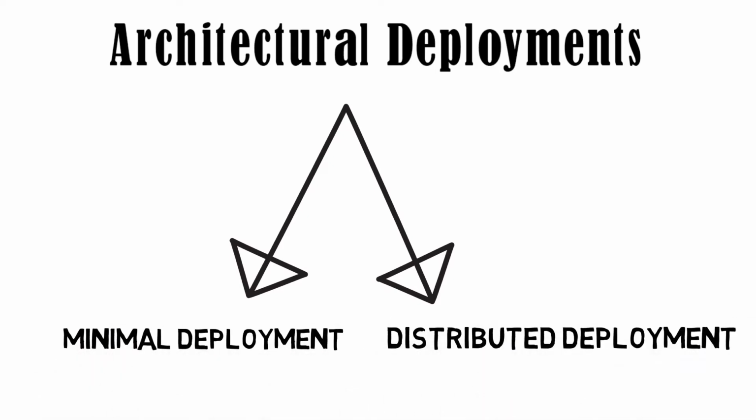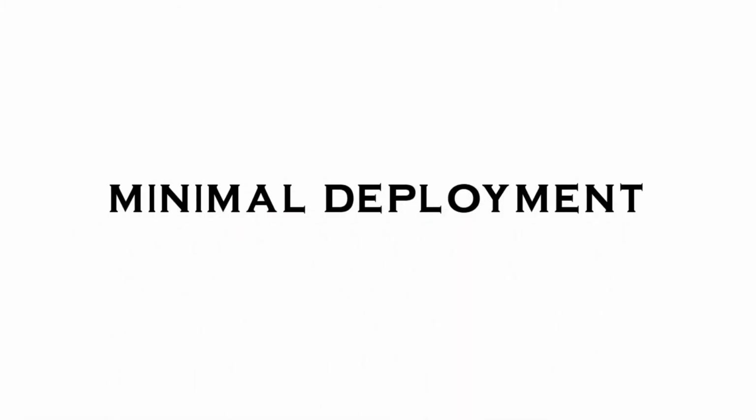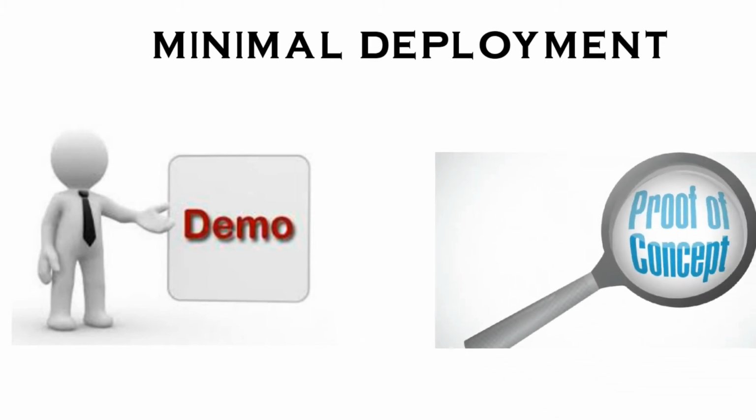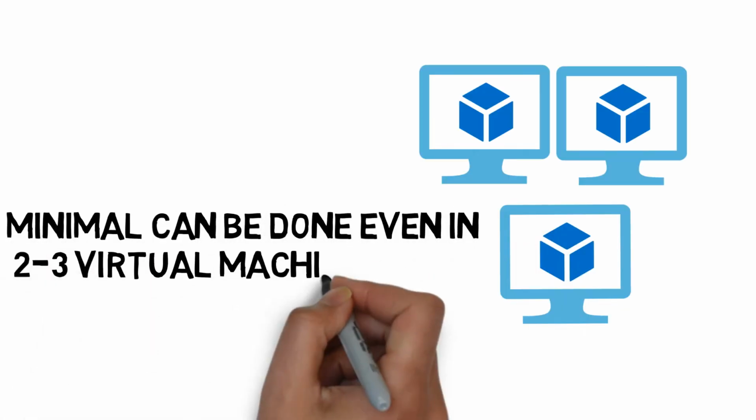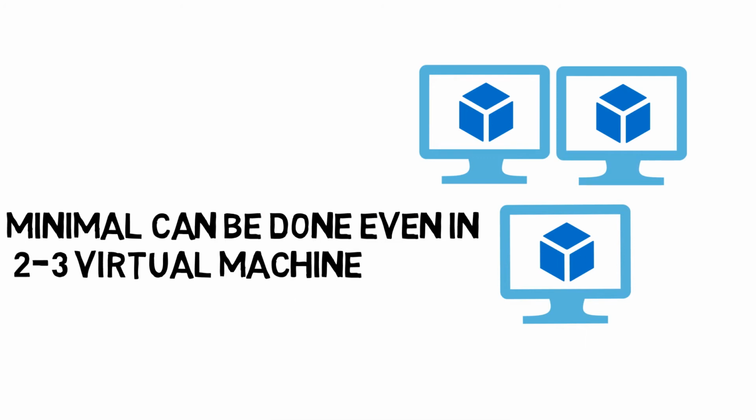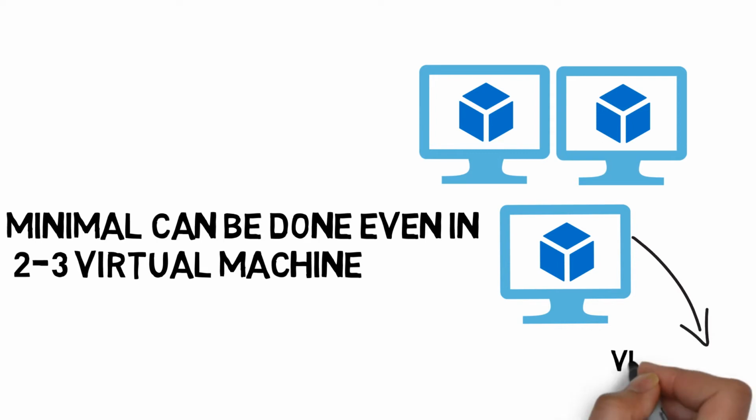Now, talking about the minimal deployment, it is used when you have to give a demo or a proof of concept to a customer. In a minimal deployment, we can have two or three virtual machines based upon how many components you decide to club together. One of these would obviously be the virtual appliance.